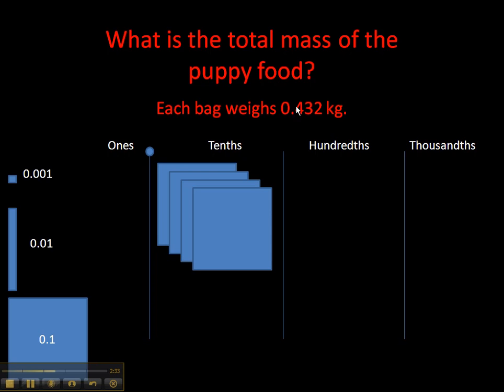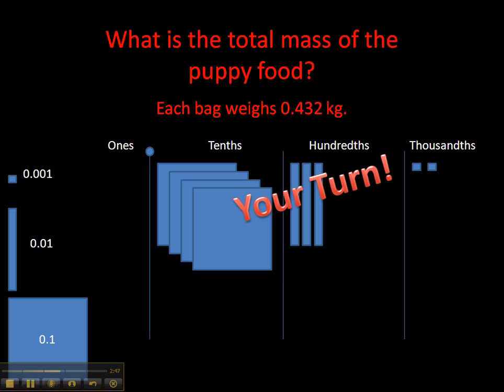So I'm going to take that 4 in the tenths area and drop it right here. Here's my decimal. There's 4 tenths. I'm going to put my hundredths here. There's 3 of them to represent the 3. And then 2 thousandths go in that thousandth spot. And it's your turn. I want you to do the other bags of puppy food. Remember, there are 4 bags. I've done 1, and I want you to do the rest of them. Pause the presentation and draw that on your piece of paper.